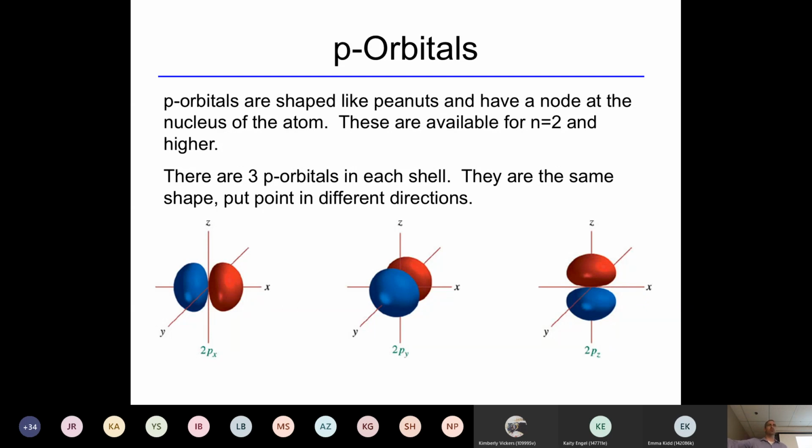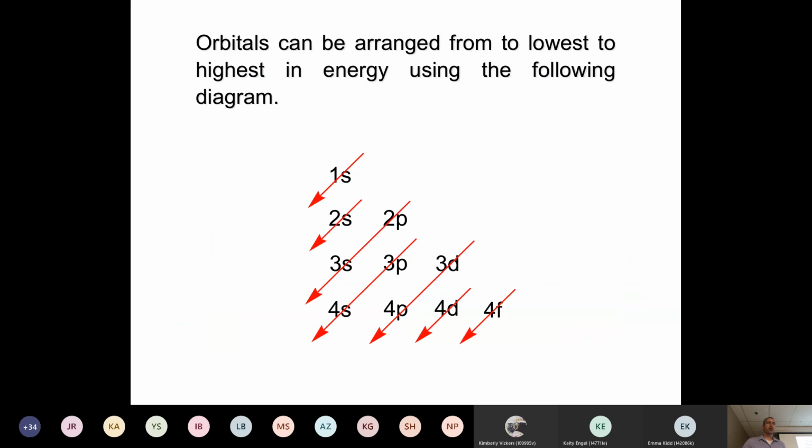But for organic chemistry 1, S's and P's are mostly what we're going to be dealing with. So orbitals come in different energies. They go from low energy up to high energy. You may remember seeing a diagram that looks sort of like this. This is a diagram which helps you determine the ordering of the orbital energies.